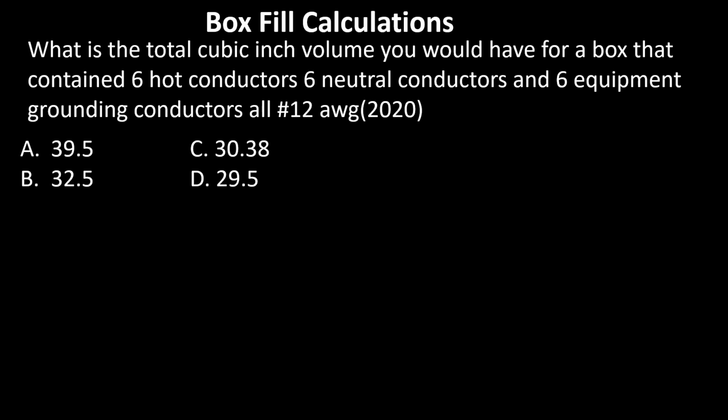All right, so let's do a little more complicated one. What is the total cubic inch volume you would have for a box that contained 6 hot conductors, 6 neutral conductors, and 6 equipment grounding conductors, all 12 gauge in the 2020?